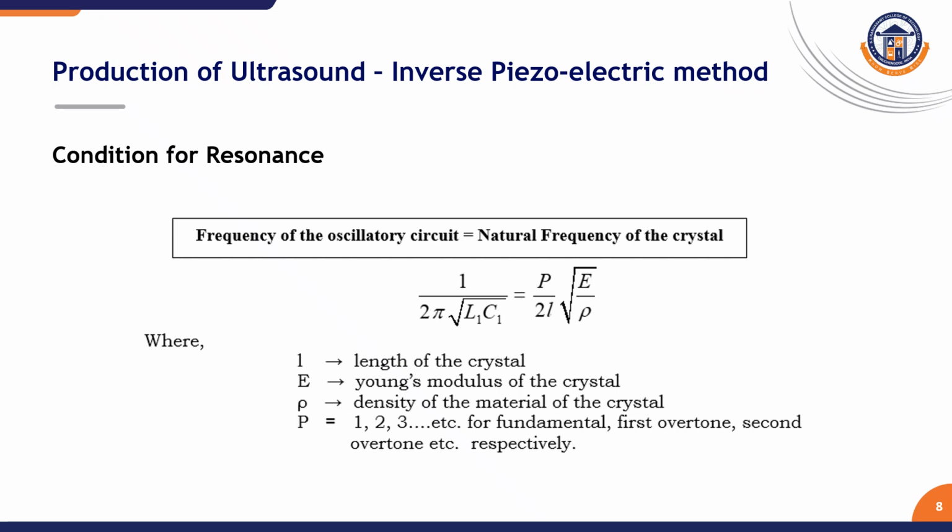or 1 by 2 pi root of L1 C1 equals p by 2L root of E by rho. L is the length of the crystal, E is the Young's modulus of the crystal, rho is the density of the material, and p equals 1, 2, 3 for the fundamental, first overtone, and second overtone respectively.